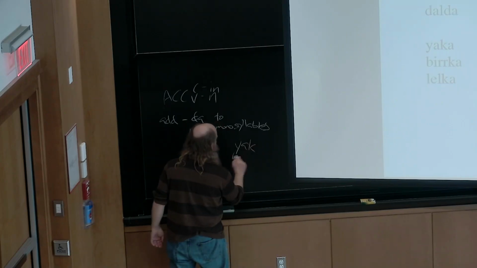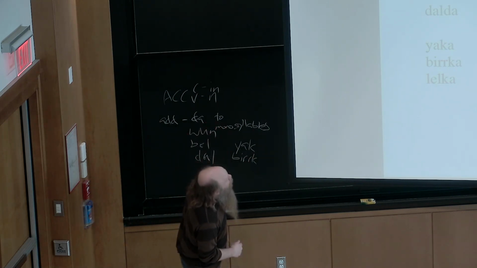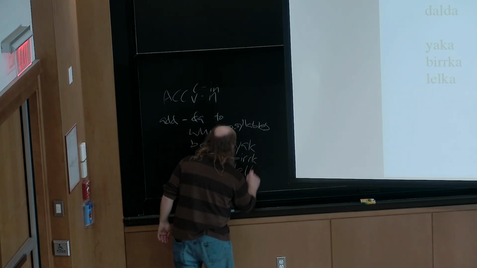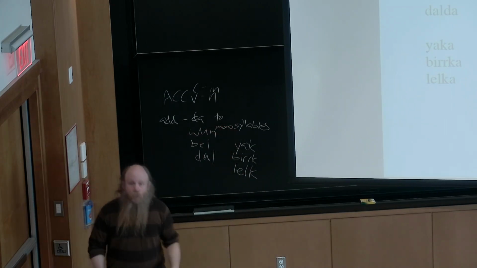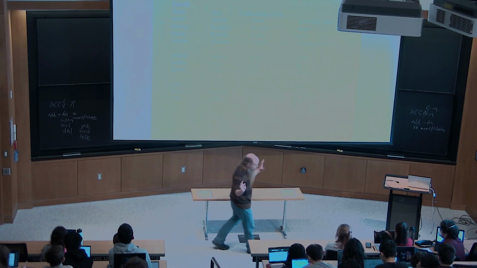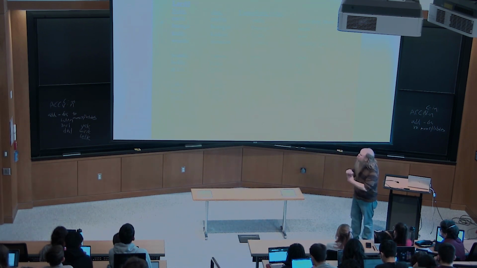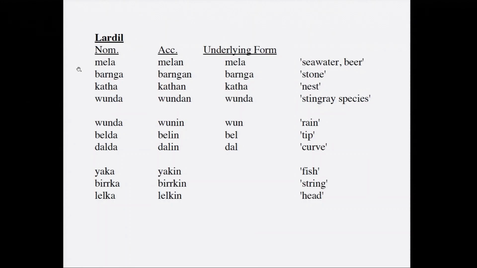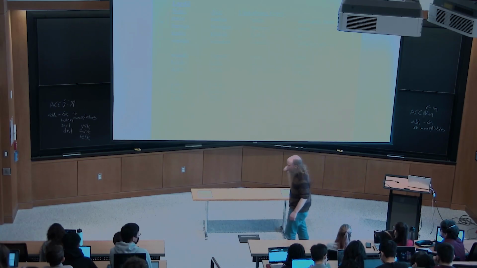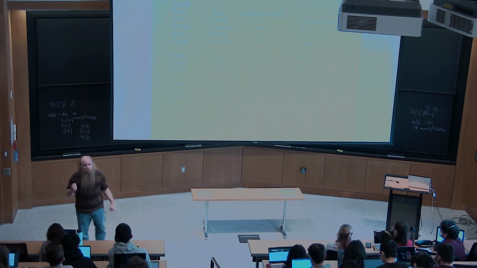So these three, if we went from the accusative, what are these three? Yaga, birka, and lalka. If we did the same trick we did with the last three and said, okay, the nominative, I don't understand why the nominative is what it is, but looking just at the accusative, I wish that the underlying form of fish were yak, right? That would work. Our rule for accusatives would get you the accusative of yak, it would be yagin, and everything would be perfect.